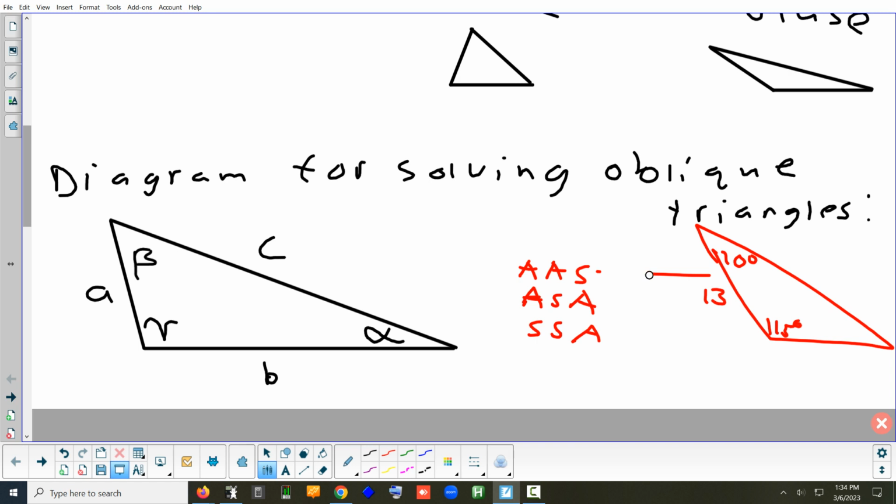Now that's angle, side, angle. Because you know an angle, a side, and an angle, but this time the side that you know is the one that connects the two angles. So that's angle, side, angle.